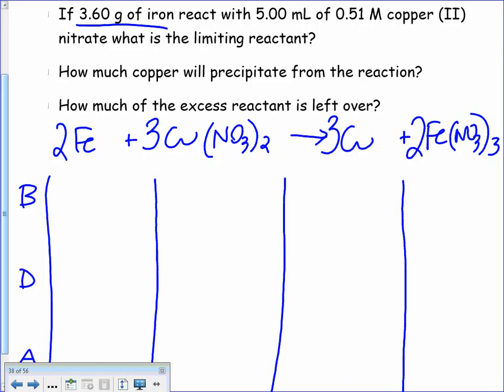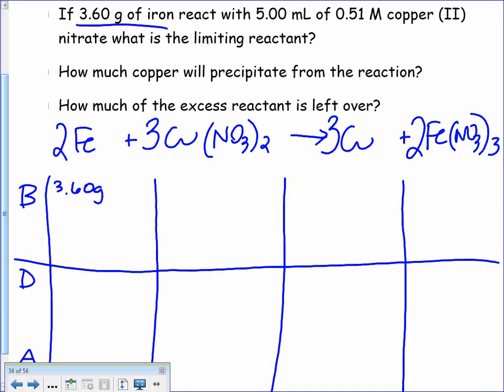The very first thing we always have to do is convert to moles, right? So right here in this little box for the before, I'll even put a line this way so we can keep the before all in one place. We're going to have 3.6 grams of iron, and I'm going to squeeze it in here. You probably have a little more space than I do.